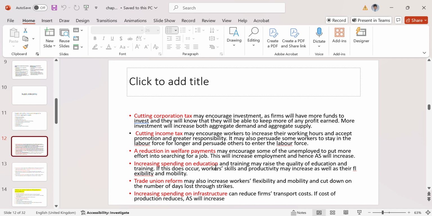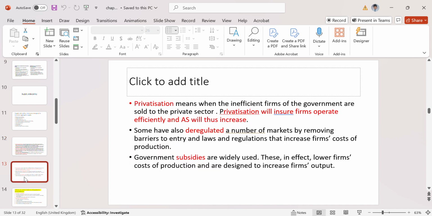Spending on education will increase the productivity and skill set of the people, and hence productivity will increase, aggregate supply will increase. Trade union reforms may also increase workers' flexibility and cut down on the number of days lost due to strikes, which will increase the aggregate supply. Increased spending on infrastructure will reduce the transportation cost. If transportation cost reduces, cost of production reduces and aggregate supply increases.